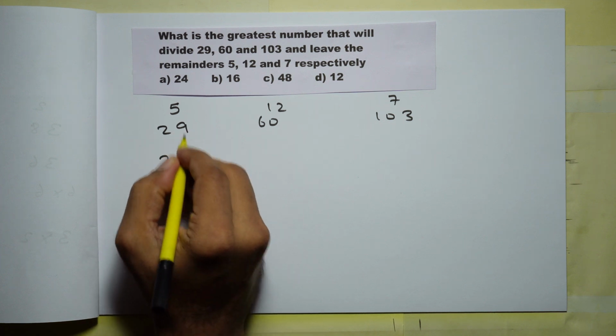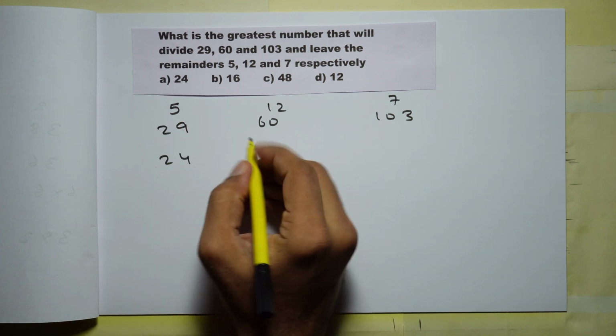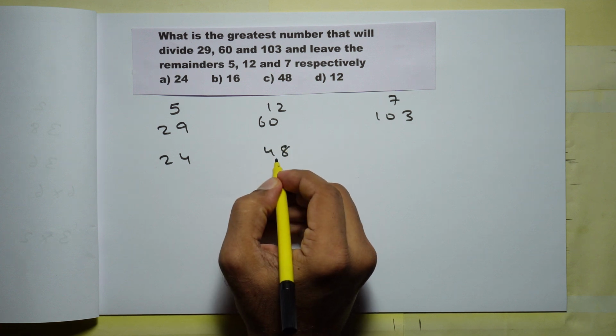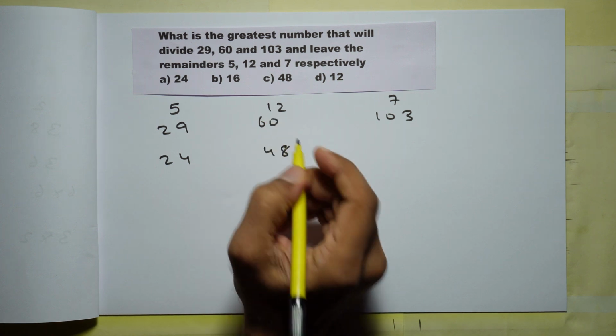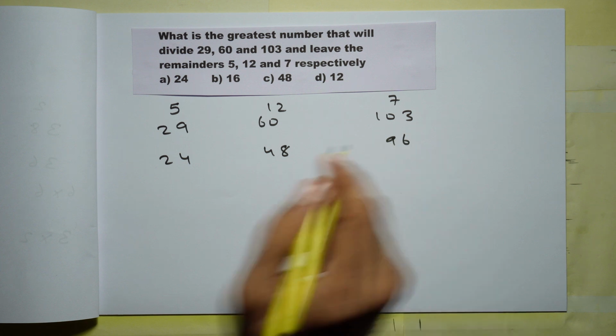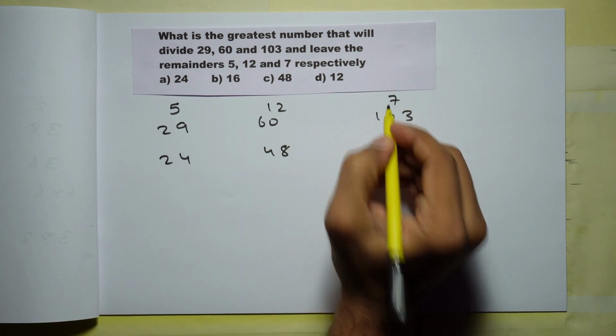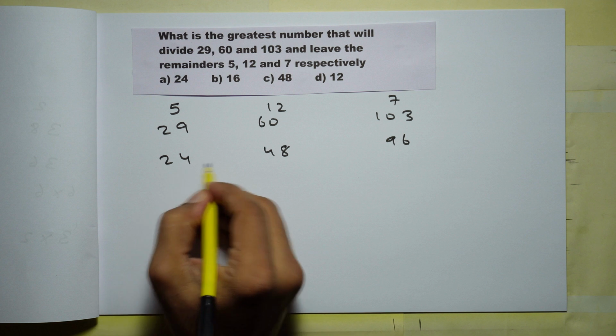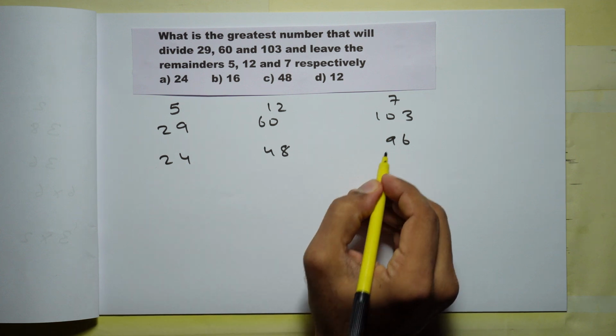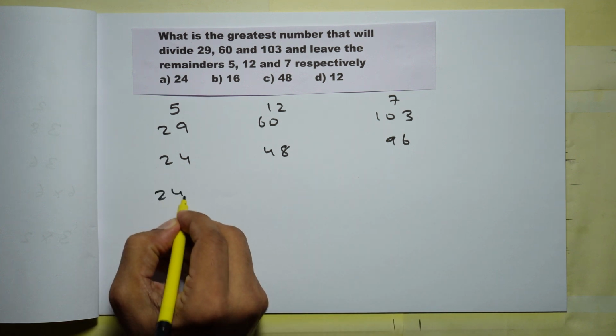Then while dividing 29, remainder will be 5. Here 48 should be divisible. So while dividing 60, remainder will be 12. Here 96 should be divisible. So while dividing 103, remainder will be 7. So the greatest number which will divide all the three numbers, 24, I'll just take it as 24 itself.